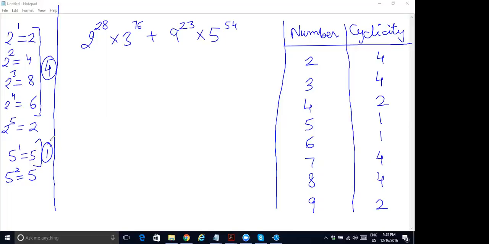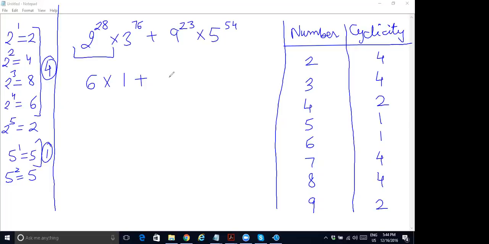Is it 1? Okay. No. So what will you get from 2 to the 28? 6. Very good. 3 to the 76? 1. Very good. 9 to the 23? 1. Why?